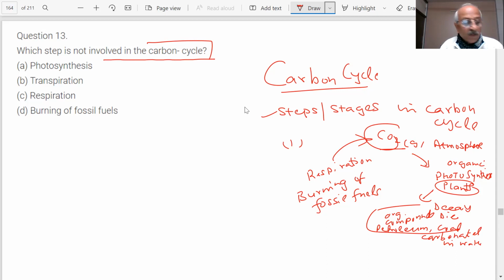And what happens to these organic compounds? Again, they release CO2. So a carbon cycle is now visible to you. All this we want to revise, student, because it helps you.